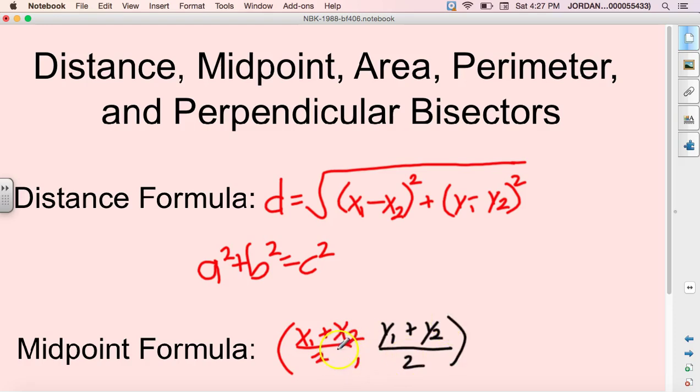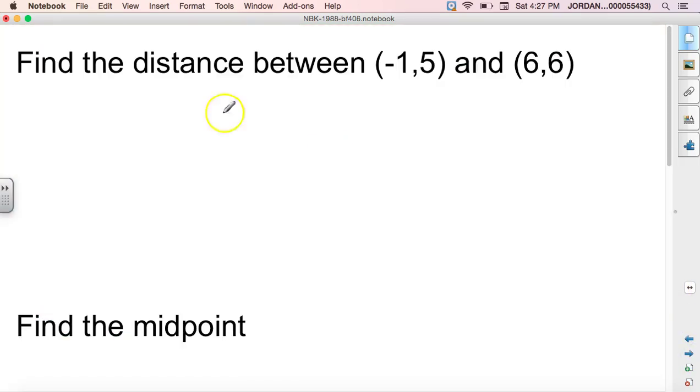So this formula will tell us the point that's in the middle. Whenever we've got one point x1 and y1 and another point x2 and y2, we just plug them into that and it'll give us the point in the middle. Alright, so let's practice this a little bit. So let's find the distance between these 2 points first.